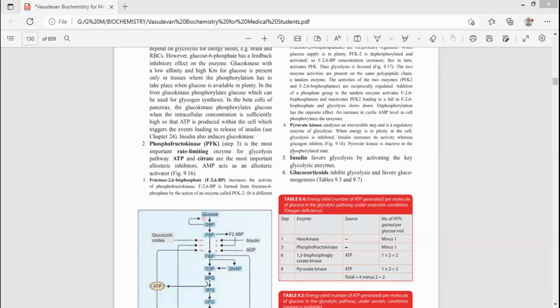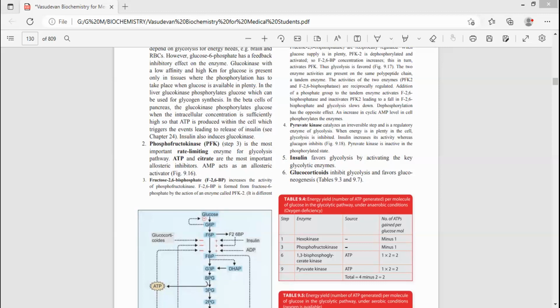Oh, sorry Gauss, you had said the rate limiting step is step 3. Yeah, step 3. The one with the phosphofructokinase. Oh, sir, thank you. Yeah.